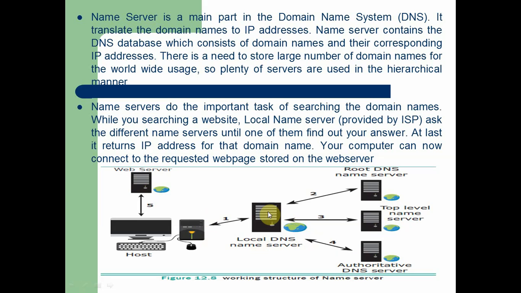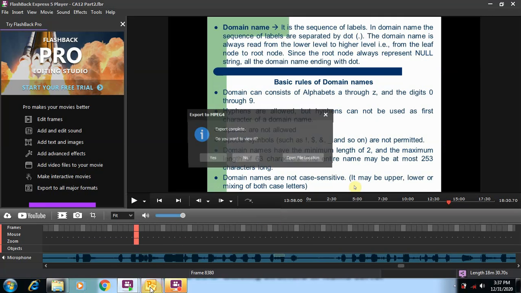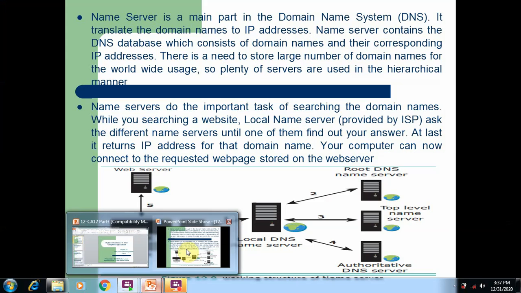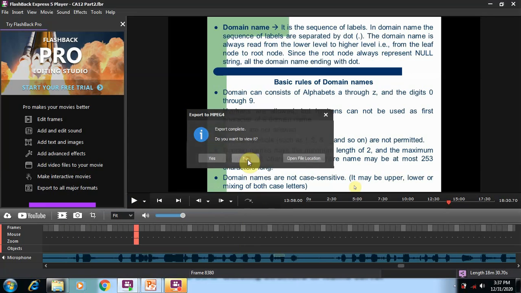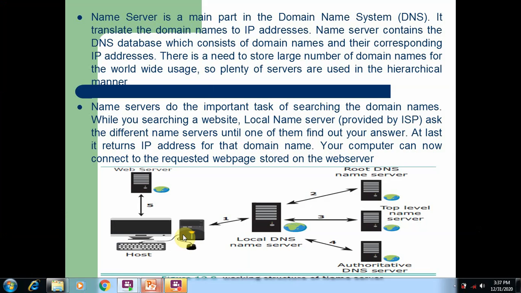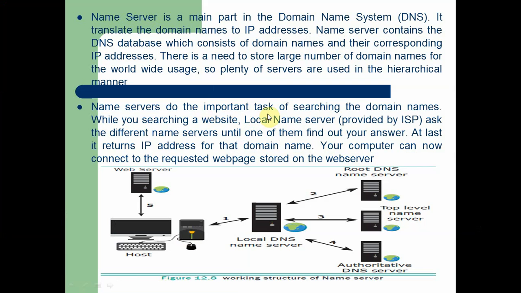If there is no such domain name as the one asked by the host, then it will return an error message to the local DNS. The same error is returned to the host computer also. So in the same way, the name server does the important task of searching domain names while searching a website. The local name server queries the different name servers until one of them finds the answer, and at last it returns the IP address for the domain name.